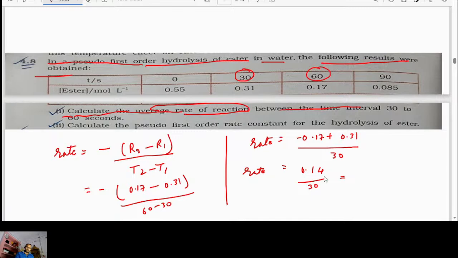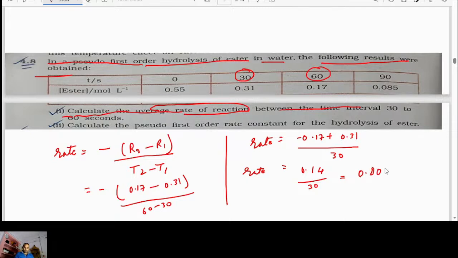You can divide 0.14 and you are going to divide it by 30, student. Let me divide, student. 0.14 divided by 30. So what value are you receiving, student?